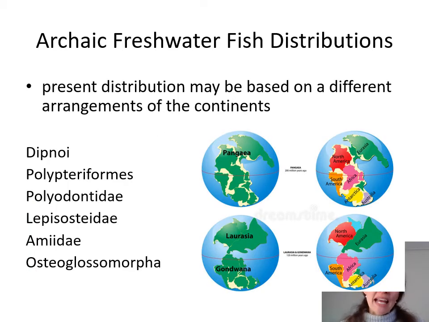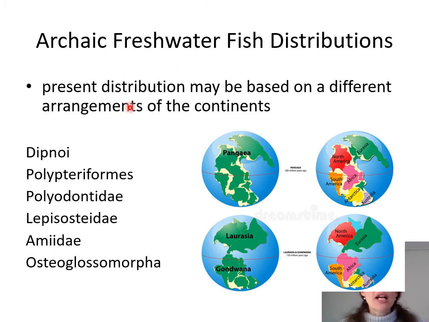So I keep talking about archaic freshwater fish distributions. And what that basically just means is that the present distribution may be based on a different arrangement of the continents. We've already talked about this, we just didn't give it an official title, right? We've talked about the lungfishes here, the dipnoi, and how we find them down here. We find them in South America and Africa and Australia. And these are freshwater fishes, so that means they're not swimming across an ocean. And we can see where that distribution could have happened when the continents were connected.